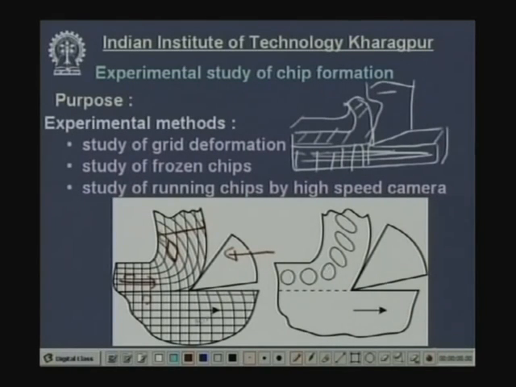Again, this is called square grids. Now, here is a circular grid. On the side surface, you can inscribe some circular marks. Now, when this moves in this direction and goes into the form of chip, you will find that this will be distorted and converted to an ellipse.